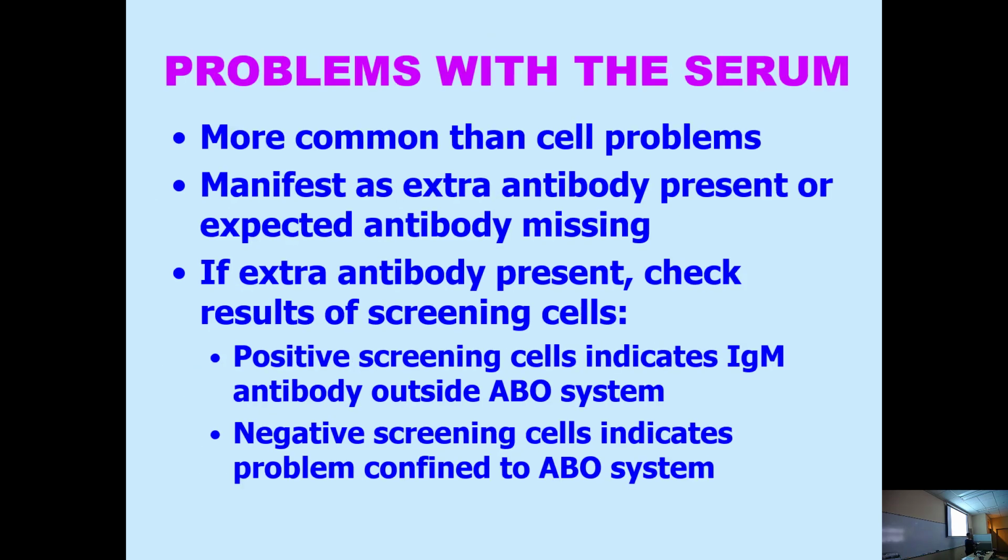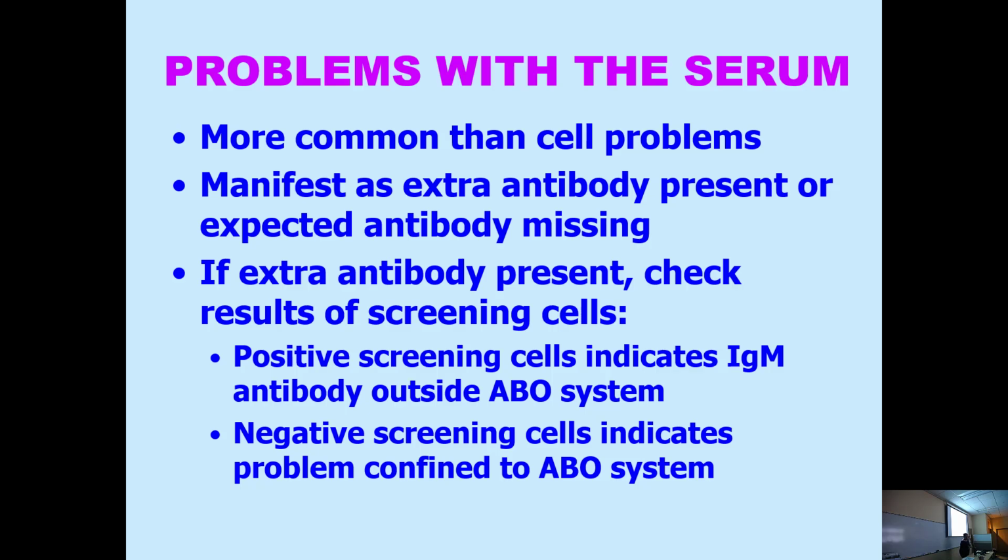So some of the problems we're going to see with the serum/plasma. As I said, way more common to have problems with the serum plasma side because you're dealing with antibodies. And we all know that antibodies over your lifetime, you don't get many when you're first born, you get your mom's antibodies, and then over time your antibodies go up. And then as you get older, your immune system shuts down a little bit and your antibodies aren't as good anymore. They can manifest as an extra antibody present or an expected antibody missing. You can get both sides.